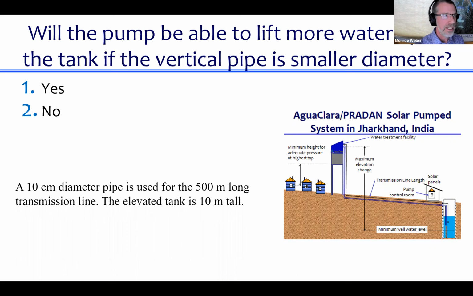So what's going on here? Here's one way to think about it when Monroe poses a question like this, a way that will in general help you figure out the answer. And that is to be an extremist. Take Monroe's question and apply the most extreme option possible. So here I just said if the vertical pipe is smaller diameter, make that smaller pipe really, really, really tiny.